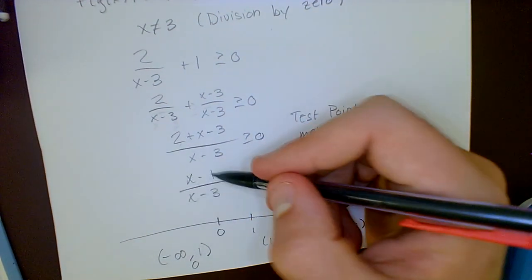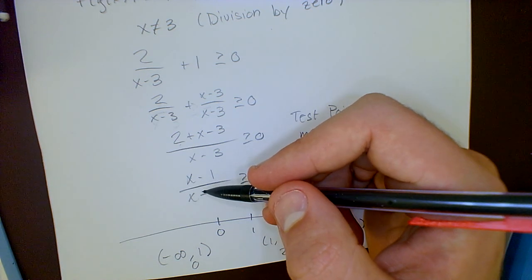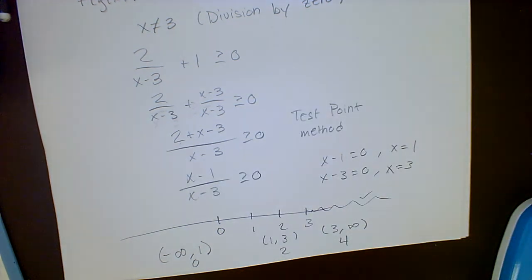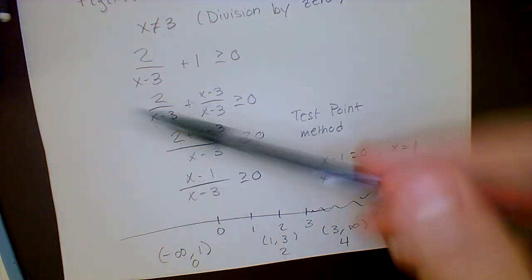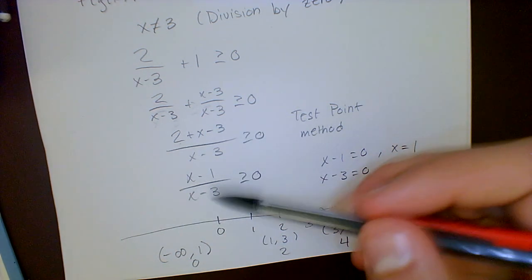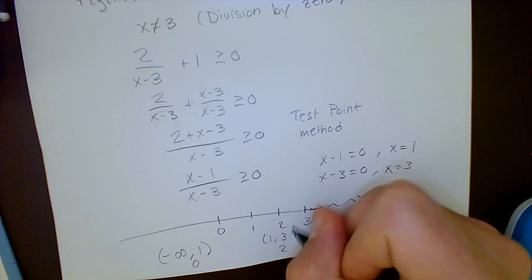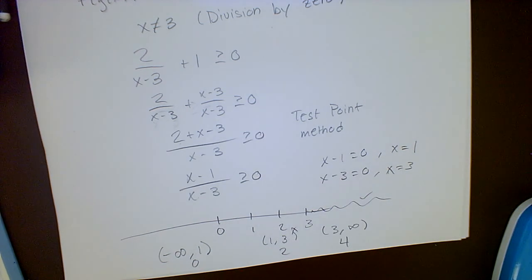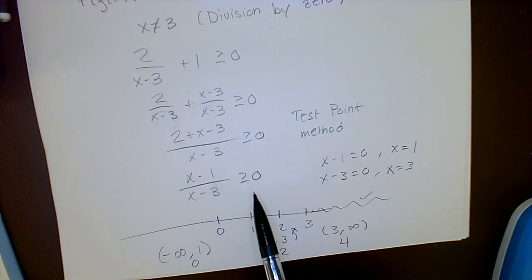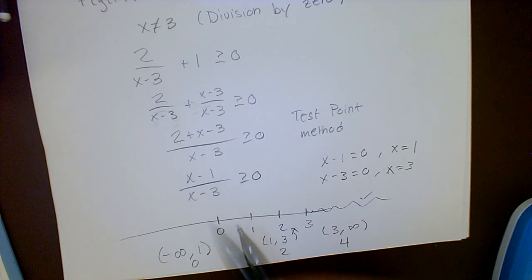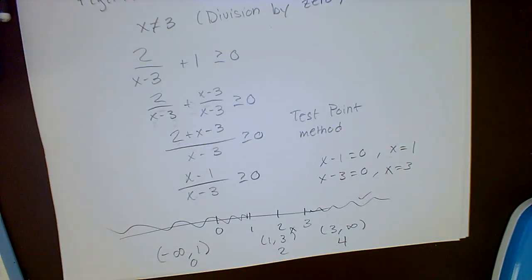If I put 2 in, I get 2 minus 1 divided by 2 minus 3, so a positive over a negative, so that's saying that a negative number is greater than 0. So this one does not work, so we'll put a little x right there. And then if I do 0, it's 0 minus 1 negative, 0 minus 3 negative, so a negative divided by a negative is positive, so this interval works.